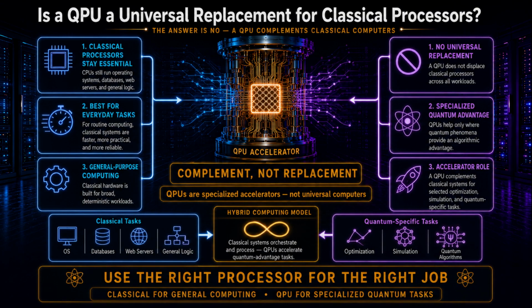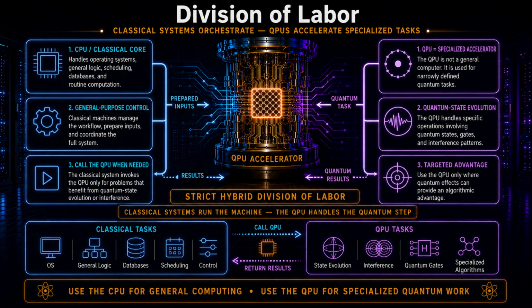Which forces a very critical question, one that cuts right through all that media hype surrounding quantum supremacy. Is a QPU actually a universal replacement for classical processors? The answer from the source text is definitively no. A QPU will not displace classical processors. It will complement them for tasks where quantum phenomena provide an algorithmic advantage. Look, for everyday tasks like running your databases, web servers, or operating systems, a QPU isn't just unnecessary, it is vastly inferior. It's a strict hybrid division of labor.